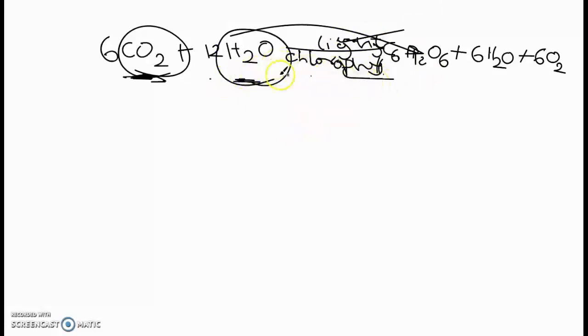And then after the completion of the reaction, what will you have? What's the result of this chemical equation? The result of this chemical equation is the presence of starch, that is C6H12O6. Then 6 molecules of water, and then oxygen.